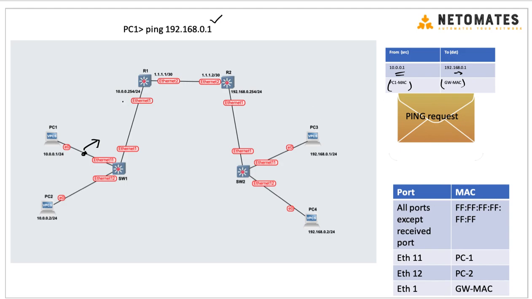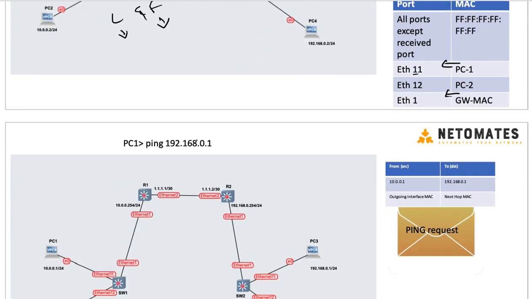Okay, so now this packet will come to switch 1 on Ethernet 11. So what it will do, learning and forwarding. Is there anything new to learn on this packet? No, it already knows PC1 is behind Ethernet 11. Anything to do with the forwarding? Yes, it needs to forward the packet. Where does it need to forward the packet? To this MAC address. So it knows that gateway MAC is behind Ethernet 1. So it will move that packet to here. So now packet will arrive on R1.